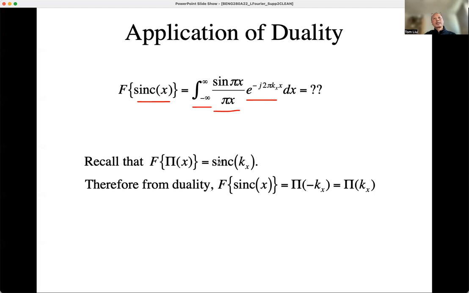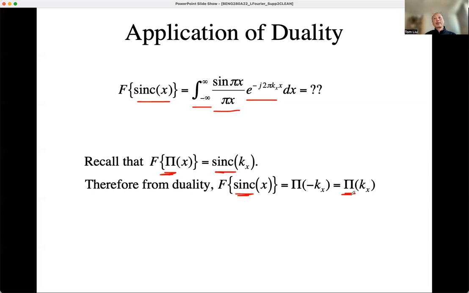So therefore, if I take sinc of kx, replace the kx by x, and take the Fourier transform of sinc of x, that equals the rect of minus kx, according to the formula. But rect is symmetric, so that's just equal to rect of kx. And so that's really important. The other very important duality is that the rect function goes to sinc, and the sinc function goes to rect. So that's the other really important thing to keep in mind. Rect and sinc are a dual pair.